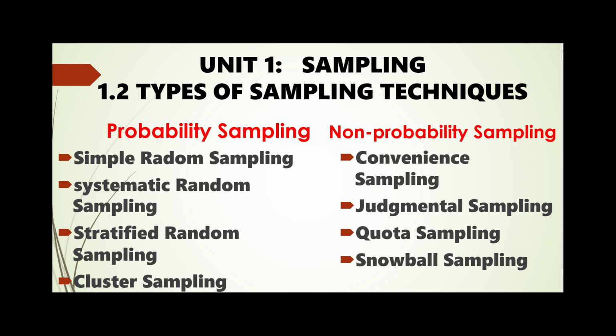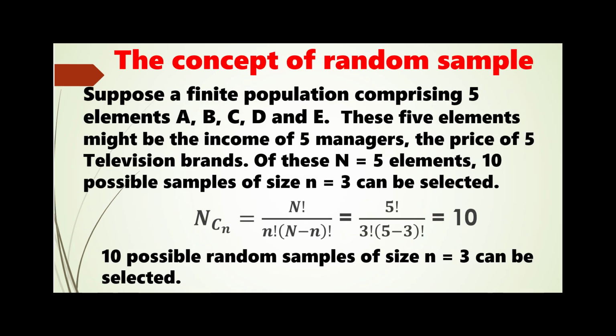There are different types of probability sampling, like simple random sampling, systematic sampling, stratified sampling, and cluster sampling. On the other hand, non-probability sampling involves convenience sampling, judgmental or purposive sampling, and quota sampling. Let us first see the concept of random sample. The concept of random sample.